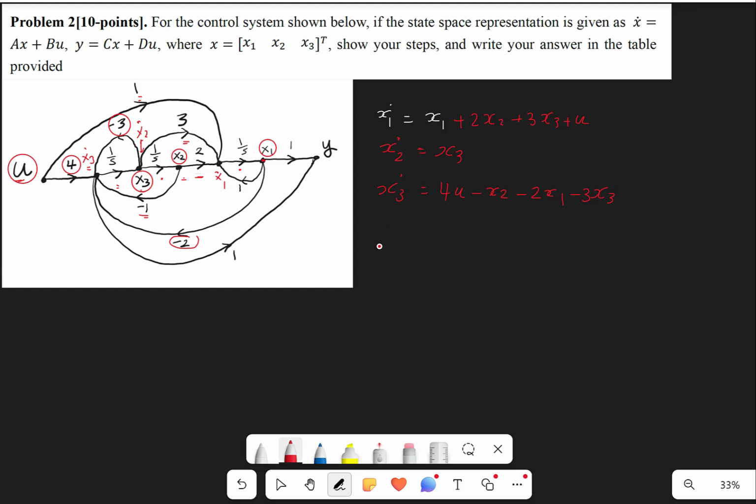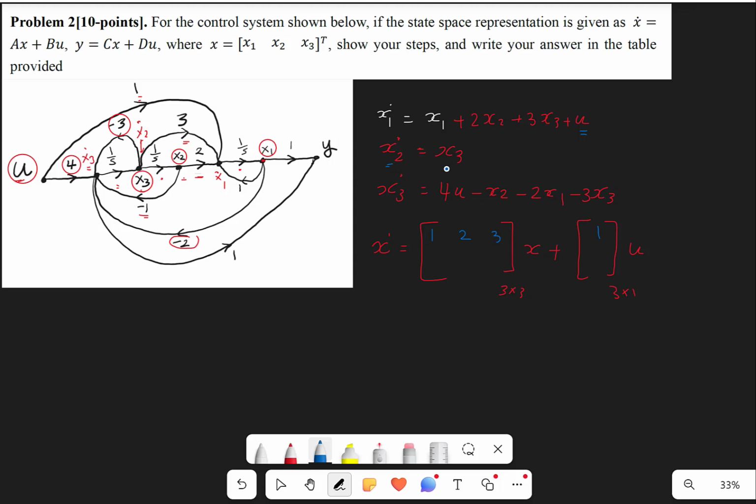Now in matrix form, x dot will equal the state matrix A multiplied by x, plus the input matrix B multiplied by u. So A should be 3 by 3, and B should be 3 by 1. Now let's write x1 dot equal to x1, so this will be 1 here, 2 x2, so 2 here, and 3 x3, so 3 here. There's input, yes, there's input, so 1.